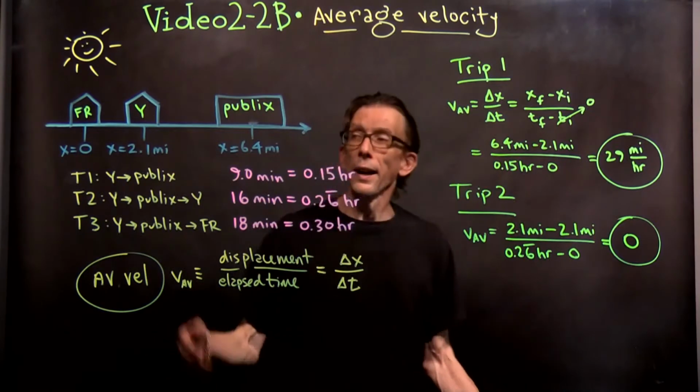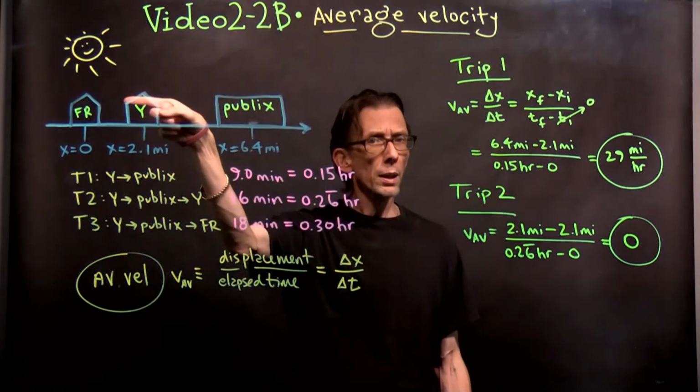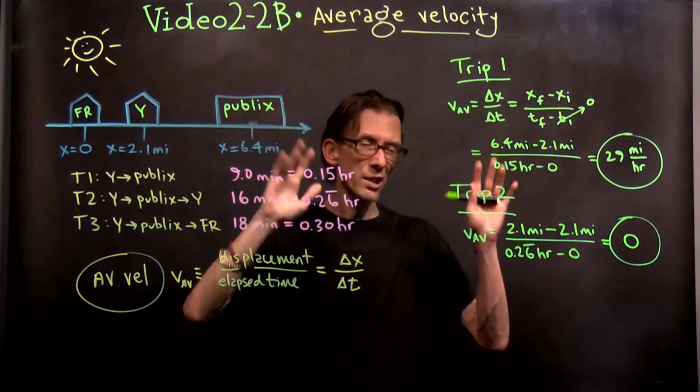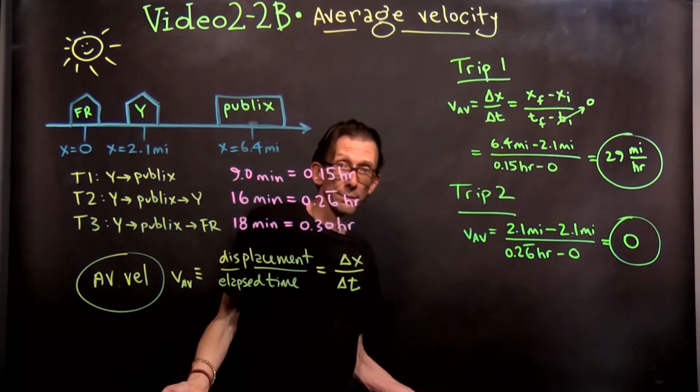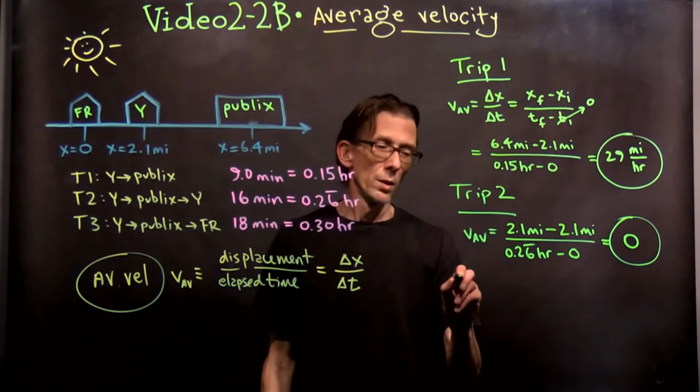You can sort of think of it like you had some positive velocity going, but then you had negative velocity coming back home. Positive velocity going this direction, negative velocity going that direction. They sort of cancel out. Think of it that way if you want to. They cancel out, and you end up with 0 average velocity. Trip 3.